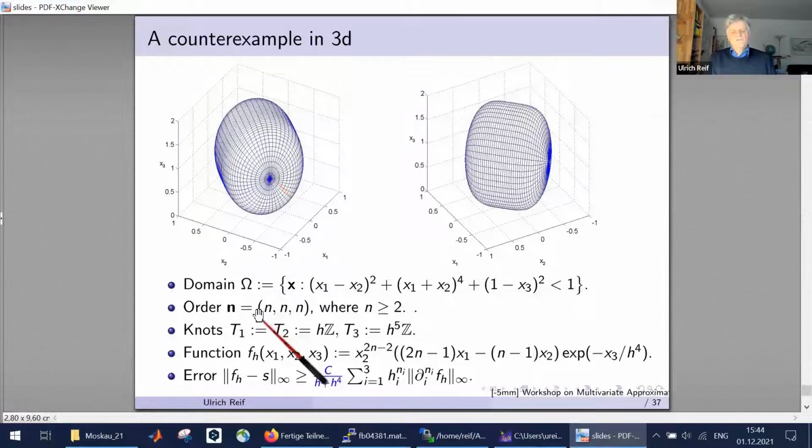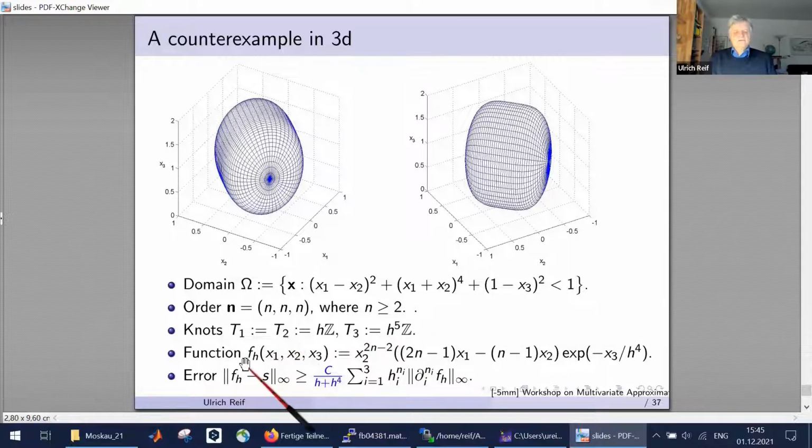Now let's choose order n, equal in all directions, and n should be at least 2. And now we choose the following knots. In x direction and in y direction, we use the knot sequence h times Z. And in z direction, we use a very, very fine knot sequence, h to the 5 times Z. So the aspect ratio again is very high. We have tiny little values in z direction and relatively large sizes in x and y direction.